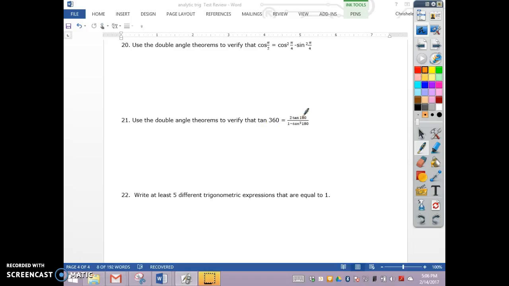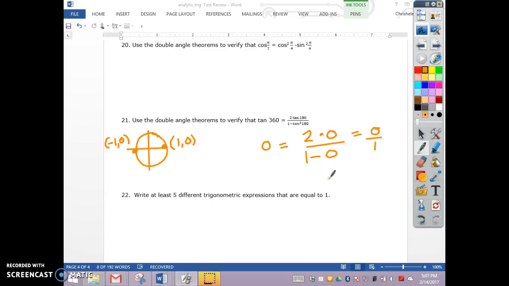All right, tangent of 360 is 2 tangent of 180 divided by 1 minus tangent squared of 180. Okay, tangent of 360. So go to 360, worst circle ever. Okay, ordered pair here, y over x. Again, that's 0. 2 tangent of 180. 180 is over here. What's this tangent? 0. 1 minus tangent squared. What's 0 over 1? 0. Got it.